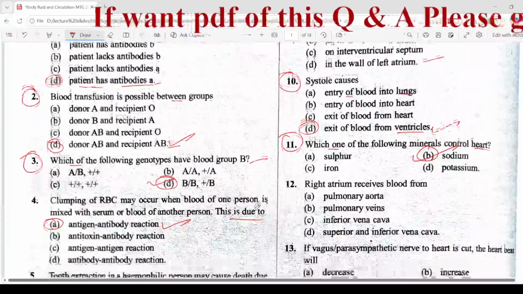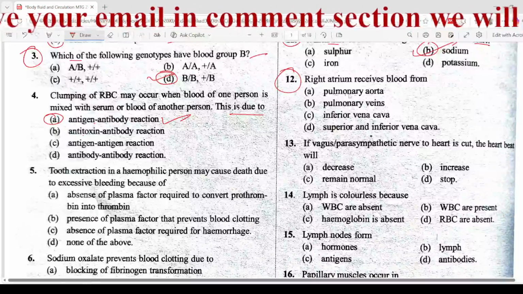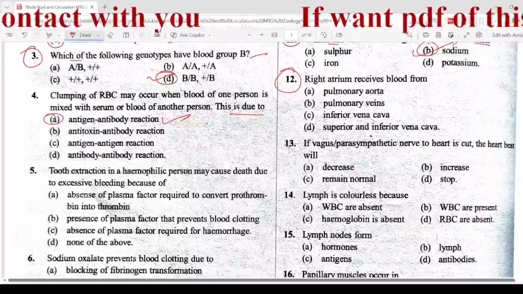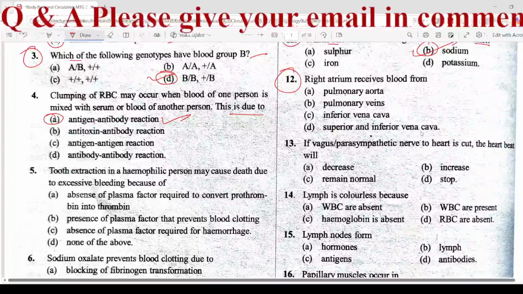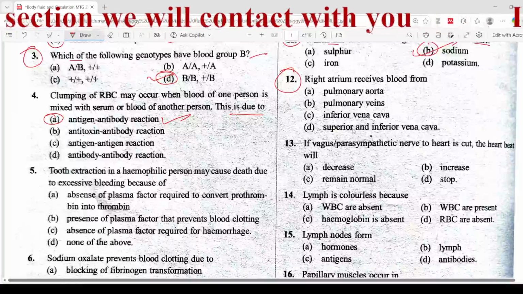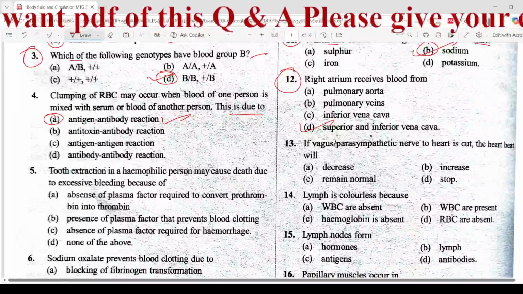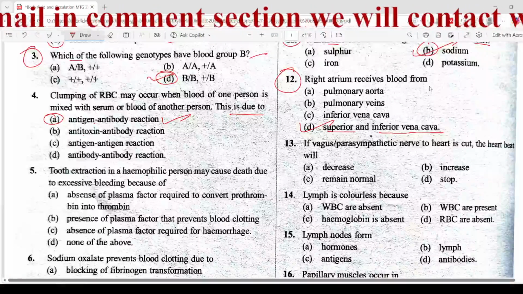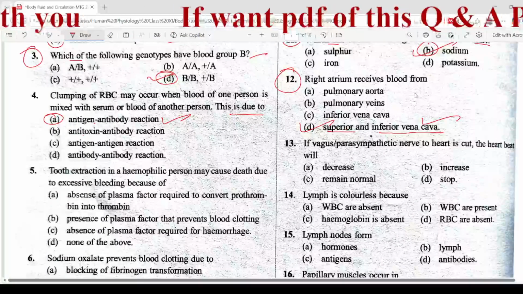Question number 12. Right atrium receives blood from: pulmonary aorta, pulmonary veins, inferior vena cava, or superior and inferior vena cava. So the correct answer for this question will be option D, the superior and inferior vena cava. So the right atrium receives blood from the superior and inferior vena cava.